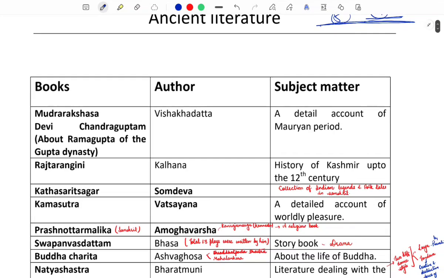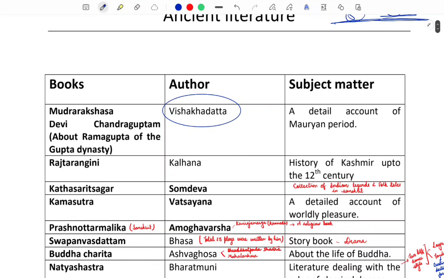The first author is Vishakadatta, a 6th and 7th century author, and he wrote some works called Mudrarakshasa and Devichandraguptam. Mudrarakshasa and Devichandraguptam are very important for us.